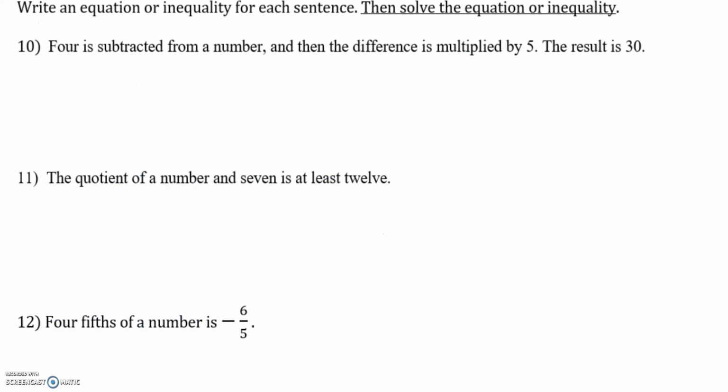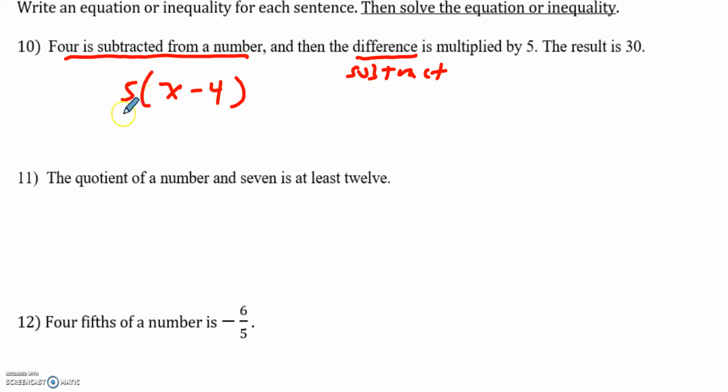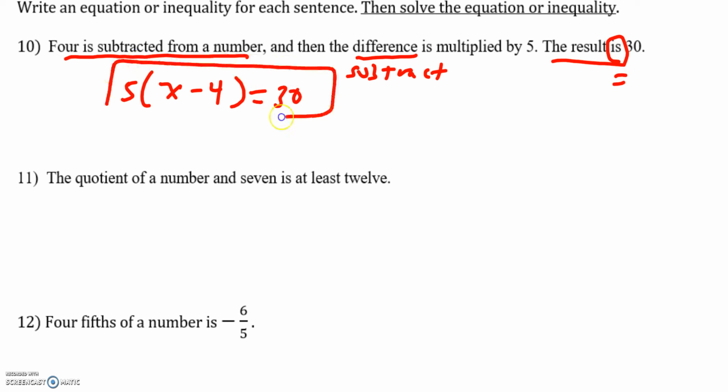10, 11, 12, and 13 are all writing an equation or inequality using vocabulary. So number 10, 4 is subtracted from a number. So that means that the number comes first, and then I subtract 4. Then the difference. Now remember, difference means subtract. So we've already written down a subtraction problem. So this difference is multiplied by 5, which means that the entire difference is multiplied by 5, and the result is 30. Is meaning equals. So this would be the answer if I asked you just to write the equation, but I also ask you to solve.